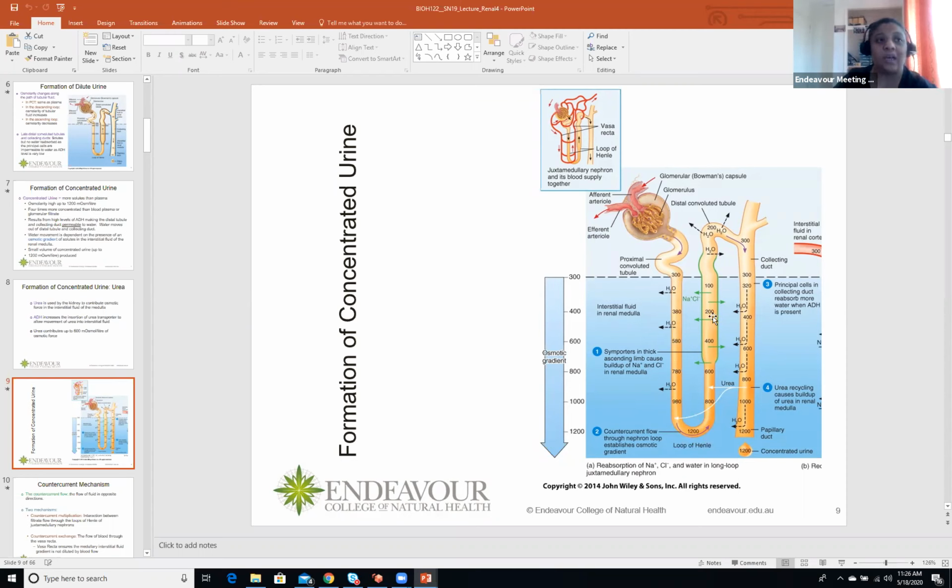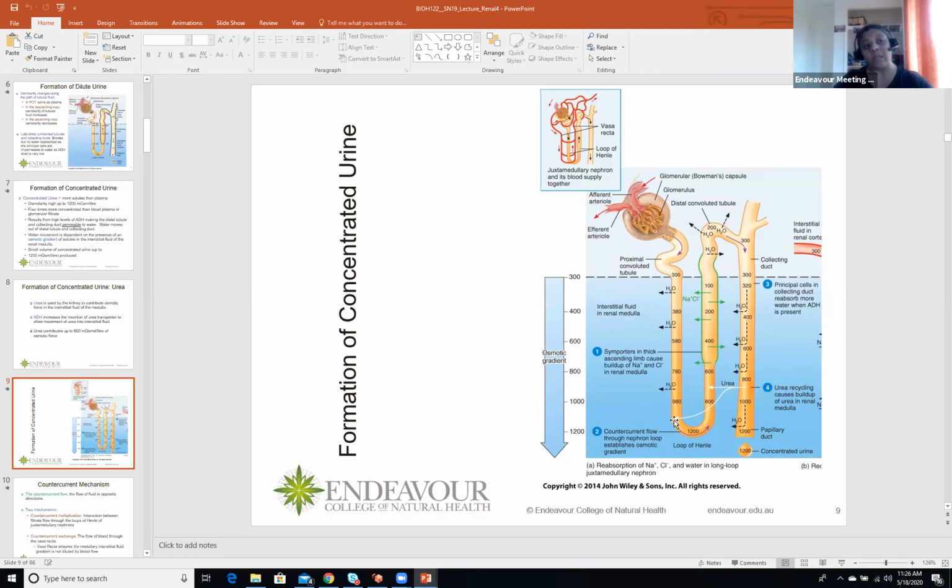The longer the tube, the more chance for the water to be reabsorbed. You can see here water is leaving the renal tubules, so as the water is leaving, the concentration of solutes in the renal tubules is increasing. The longer the distance to travel, the more chances for the water to be reabsorbed, because we know that the descending limb of the loop of Henle is permeable to water. It will do that passive absorption all the way down.